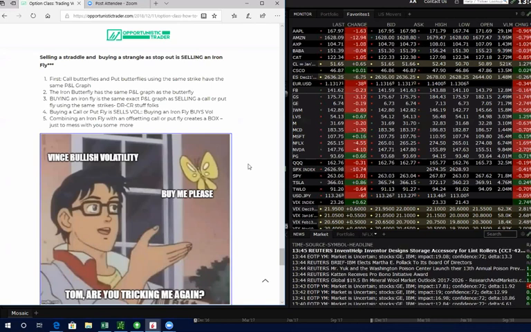We're blowing through this to get inside a trader's brain, or how the mind of a trader works. Combining an iron fly with an offsetting call or put fly creates a box. We'll mess with you some more on that later.